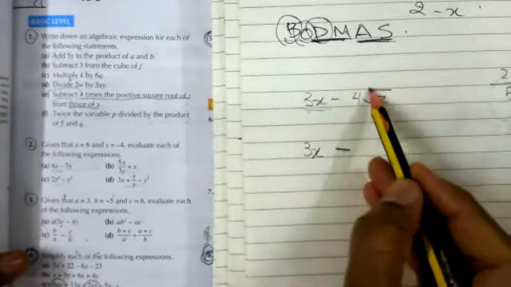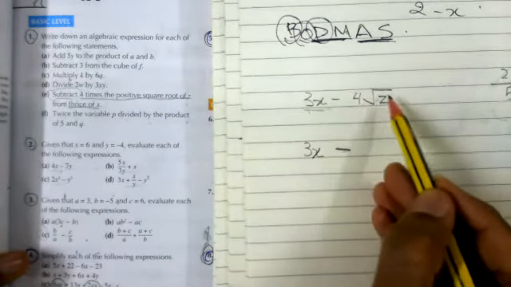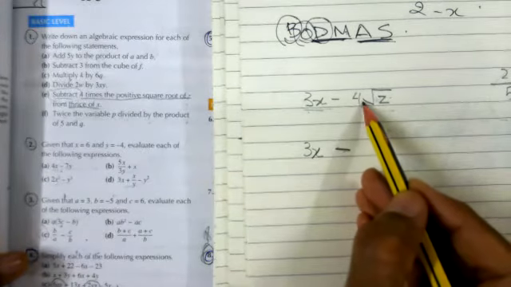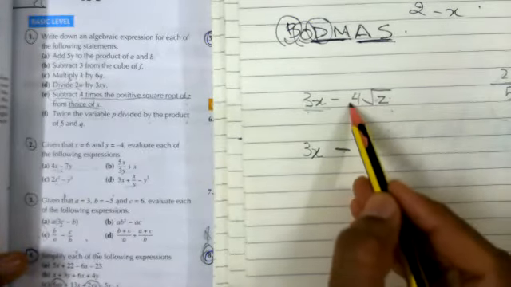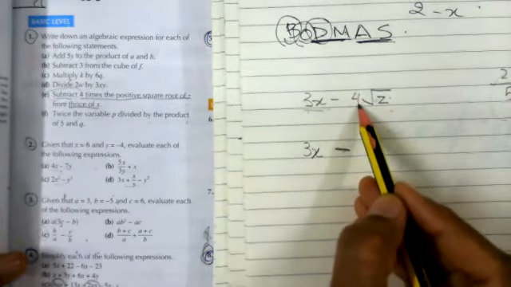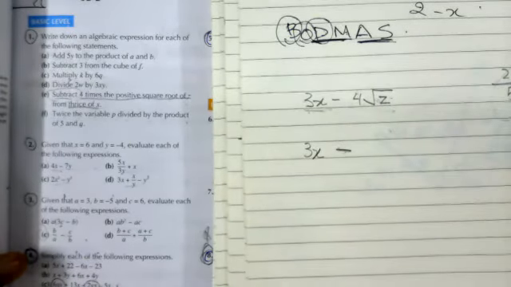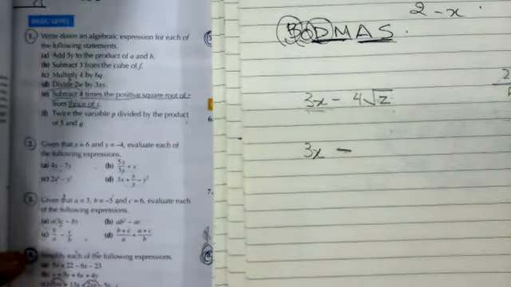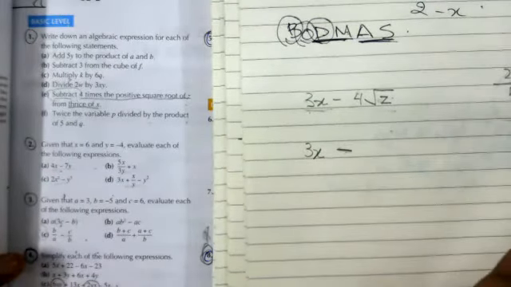So for square root, you just put in the sign of square root. 4 times the square root of z. In an algebraic expression, you don't write the multiplication sign between the variable and the coefficient. So 4 times meaning you just put in the 4. So it's understood that 4 is getting multiplied to the square root of z. Did you understand?